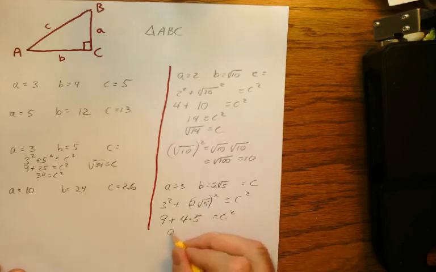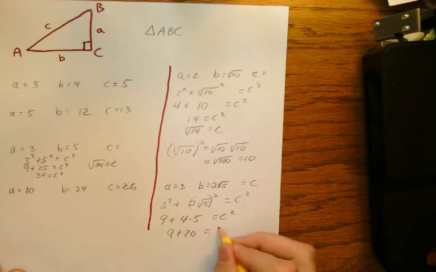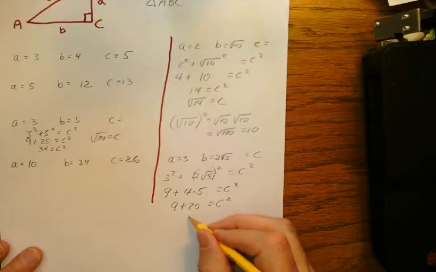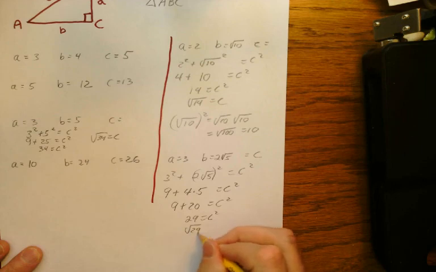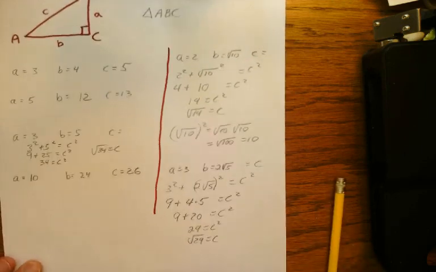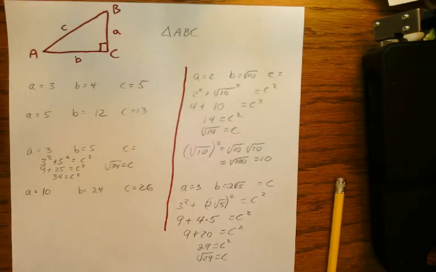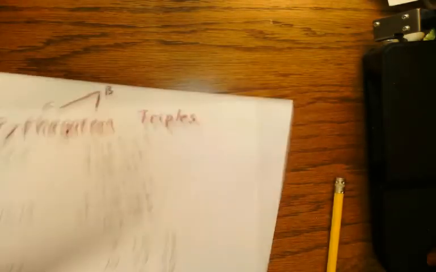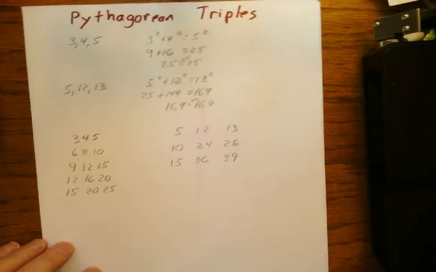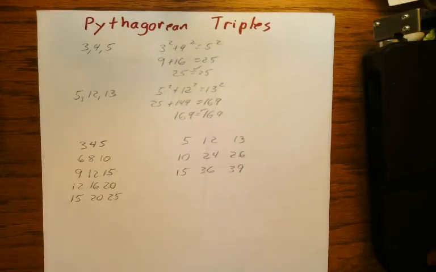And you end up getting 9 plus 20. 2 square root of 5 squared equals 20. And you can do that on your calculator if you wish. 29 is c squared. Square root of 29 is c. Cannot be simplified. Okay? So I hope that Pythagorean triples might help you do your Pythagorean theorem problems. You don't have to use them, but they are a tool if you want to use them.